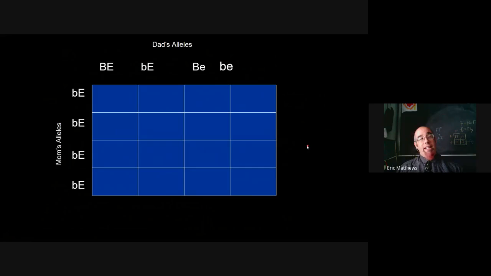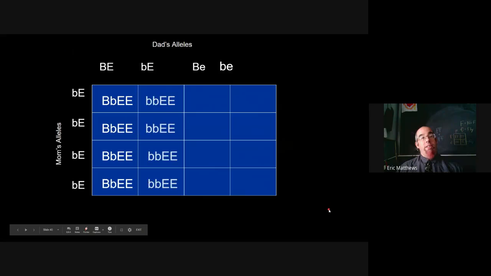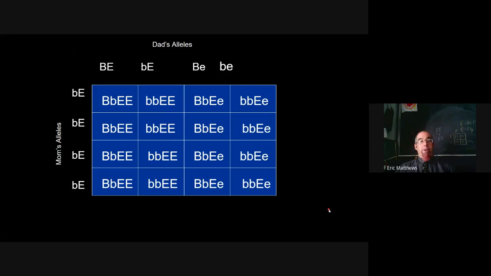It works the exact same way. You set dad's up across the top, mom's down the side, push dad's down, push mom's across, and you get all of the different possible genetic combinations. All right, so this looks like a lot. But now for the good part. The Regents doesn't ask you to do this. It asks you to be able to read this. And being able to read one of these Punnett squares after it's set up, that's much easier.